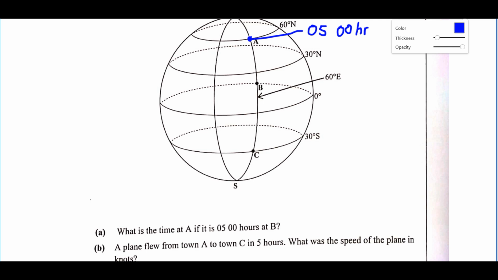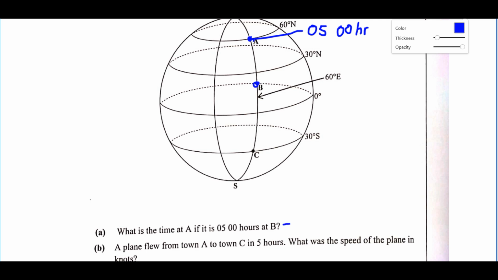So for this question, you need to look at what is the longitude for point A. So the longitude for point A is 60 degrees east, so is for point B. So whenever you have 2 points, as long as they are lying on the same longitude, then they are going to share time.